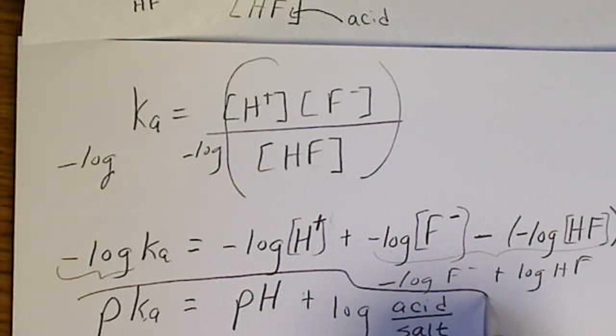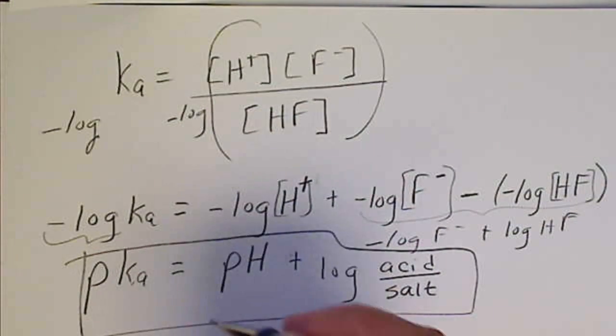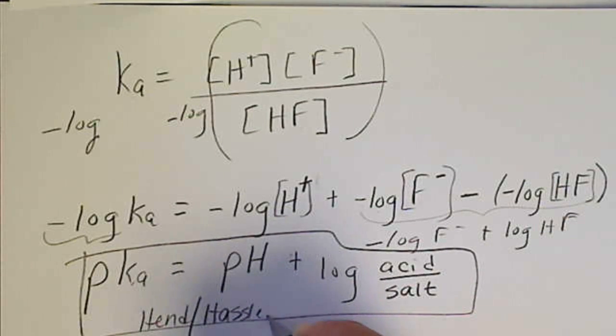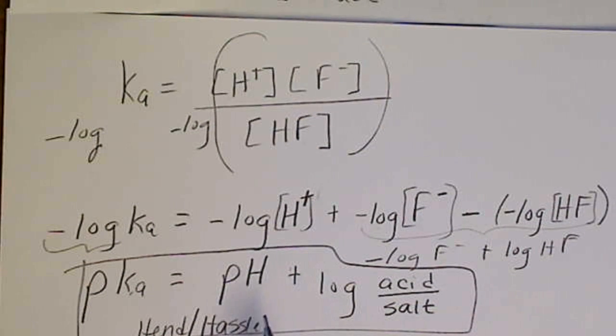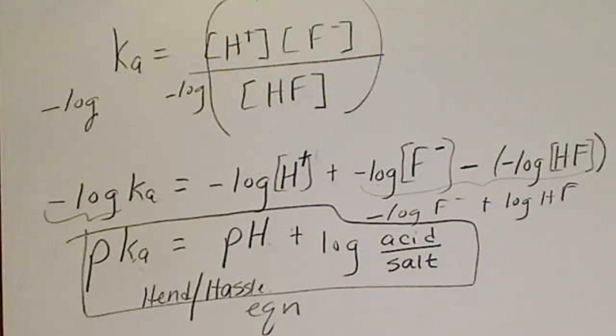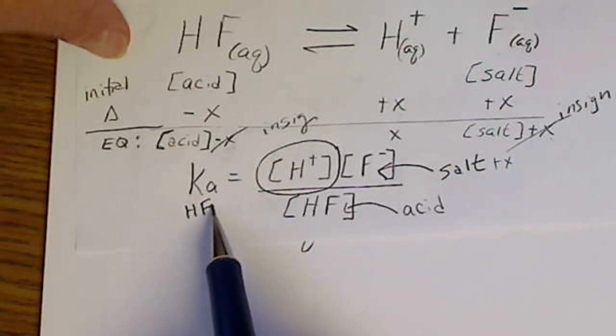So this kind of gets squeezed in here. This is the Henderson-Hasselbalch equation, and this would also allow us to calculate the pH just directly from the pKa. In my opinion, it is just as easy to plug values into our equilibrium expression.